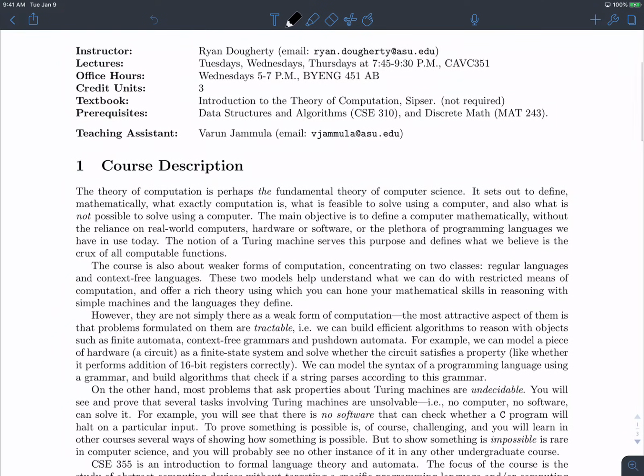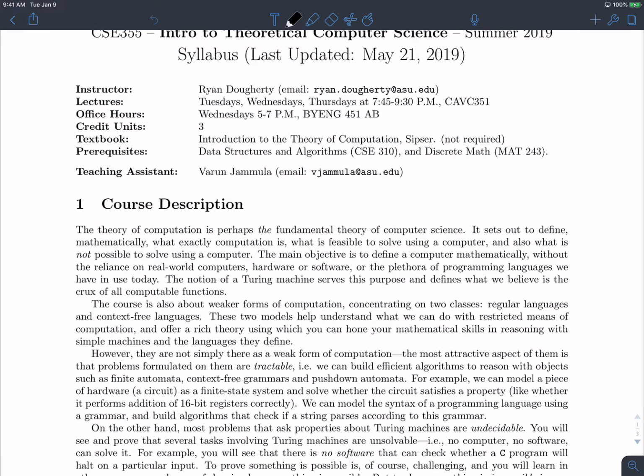We obviously meet here. Office hours are Wednesdays, 5 to 7, in Brickyard on the 4th floor. So if you have any questions or can't resolve something over email or want to dispute grades, that would be the place to do it.